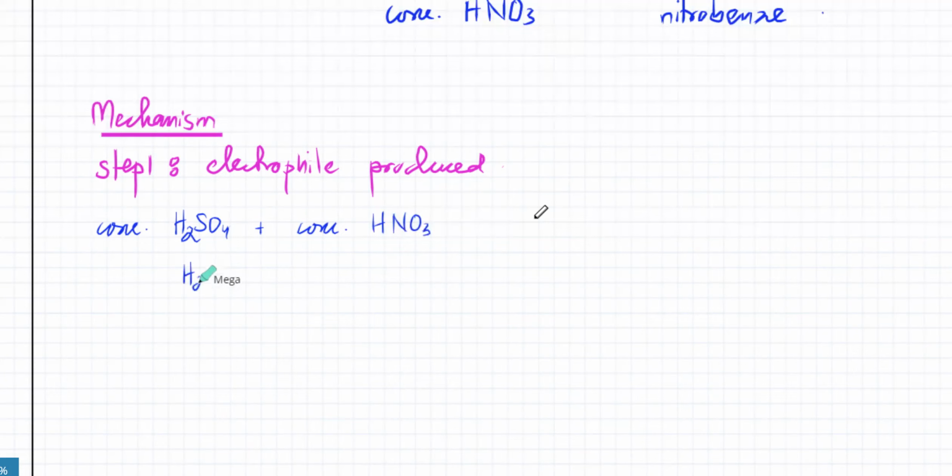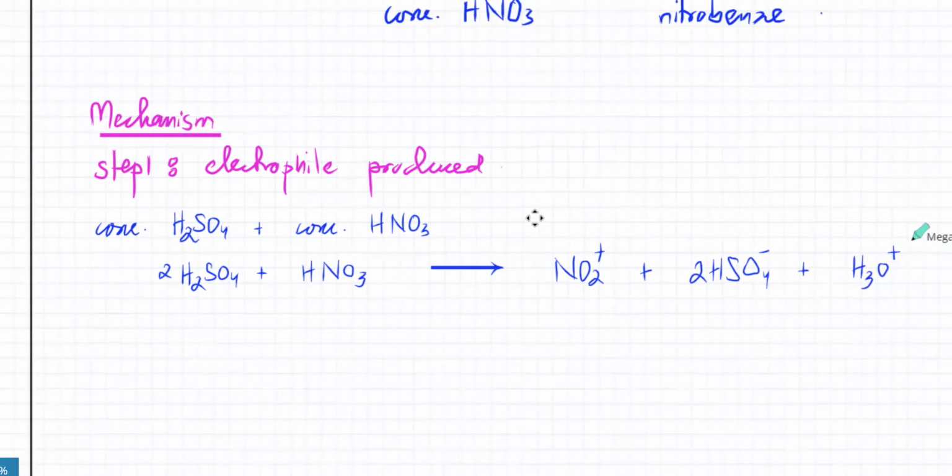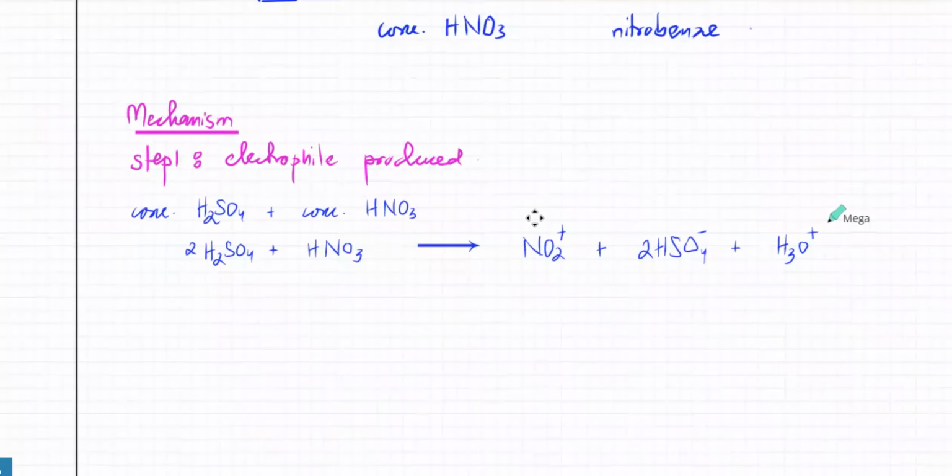The reaction is going to be H2SO4, and you have to remember this reaction. So the reaction is going to be H2SO4 reacting with HNO3, and the product is going to be NO2+1, and 2 HSO4-1 ions are produced. And the other thing is that there's going to be an H3O+1 ion that is also produced. So that is step 1.